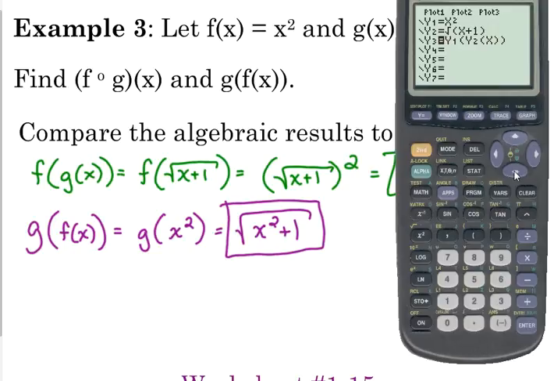Are there any restrictions on x squared? No, no restrictions there. How about with this? You can't take the square root of a negative number. Is x squared plus 1 ever going to be negative? X squared plus 1 is always positive. So I don't believe that there's a restricted domain. Let's check it. I need to change the order here of y1 and y2. So y2 of y1, g of f. Okay, we'll graph this one.